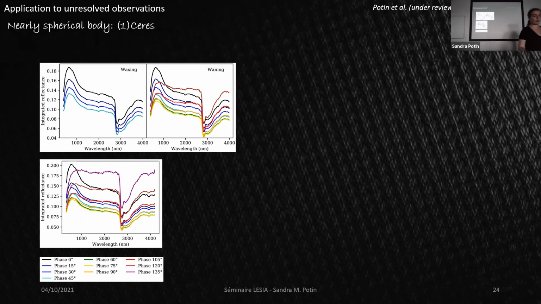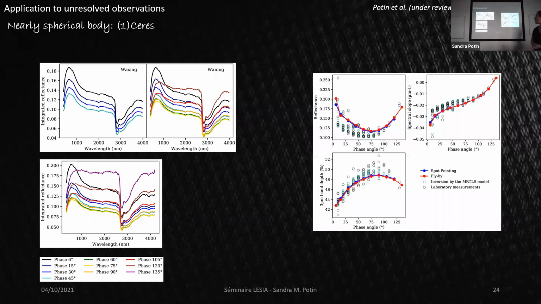And we want to compare this with the laboratory. So we extracted, in this plot, the variation of the spectral parameters, so the reflectance, the spectral slope, and the depth of the absorption band, with increasing phase angle. This is what we call phase curves. In blue and red are the results from the simulation, so the unresolved observation of Ceres, and the open circles are the values obtained in the laboratory on the reference surface, because we want to see if there is a variation.